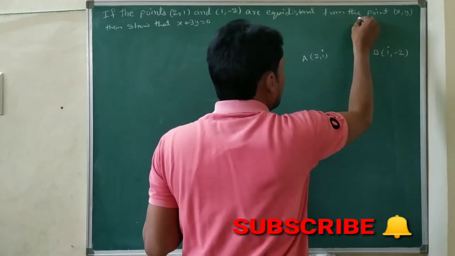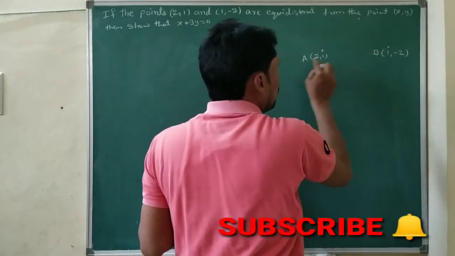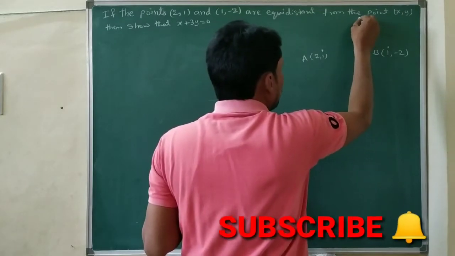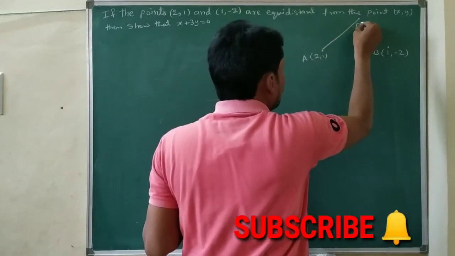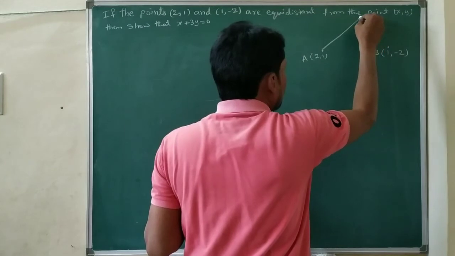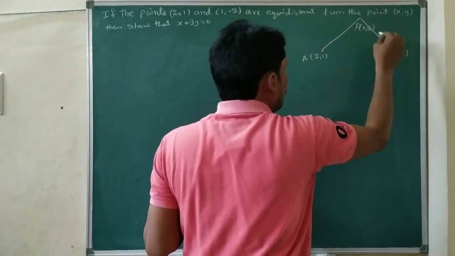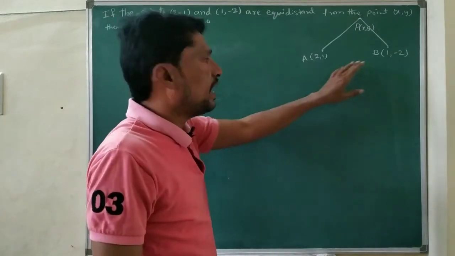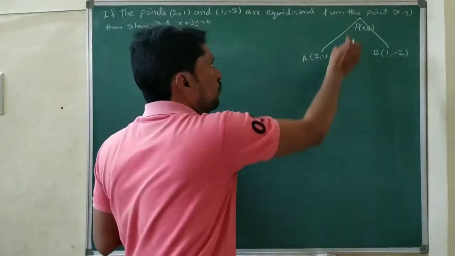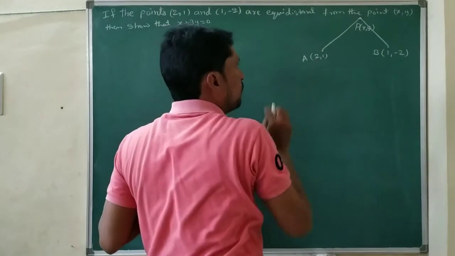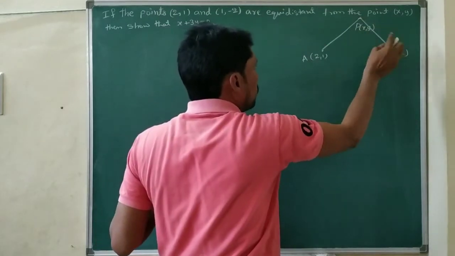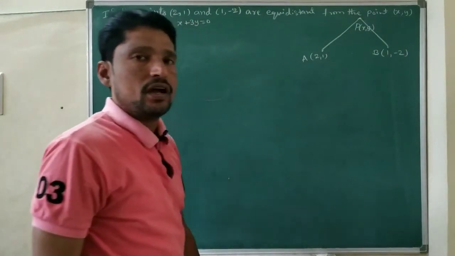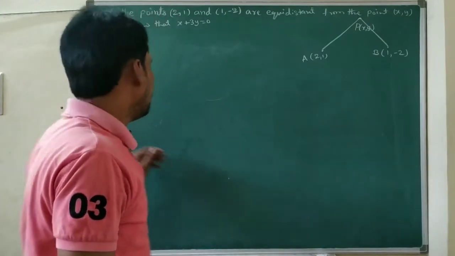One more point is equidistant from both A and B. You can take this point as P(x, y). So the point P(x, y) is equidistant from A and B. That means we need to find the distance AP, and we also need to find the distance BP.